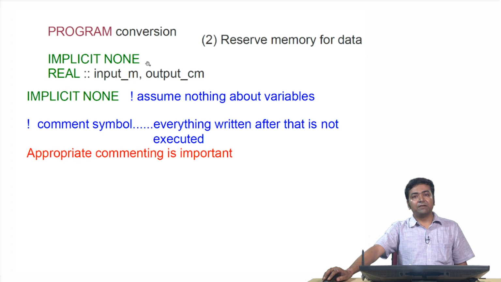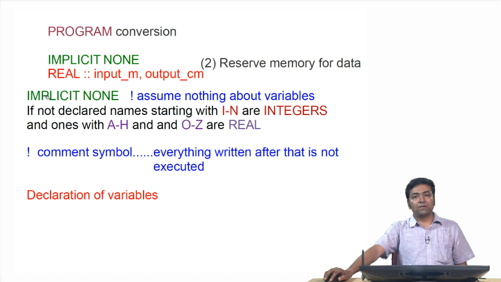So, for implicit none, what it tells the code is that I do not assume anything about the type of variables. The reason you need to write implicit none is for the following. If you do not write implicit none, then Fortran inherently assumes that all variables which are declared with alphabets starting from I to N are integers, and the ones starting from A to H and O to Z are real numbers. So, to have control over the variables, it is essential to tell the compiler that it does not intrinsically assume anything.